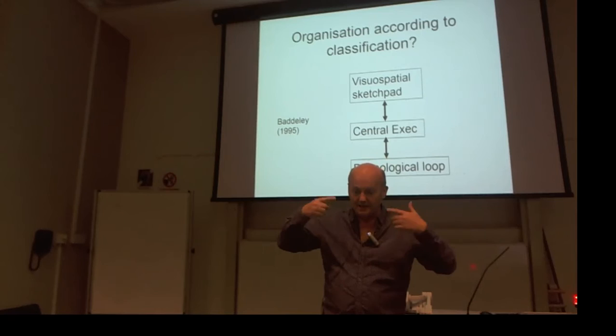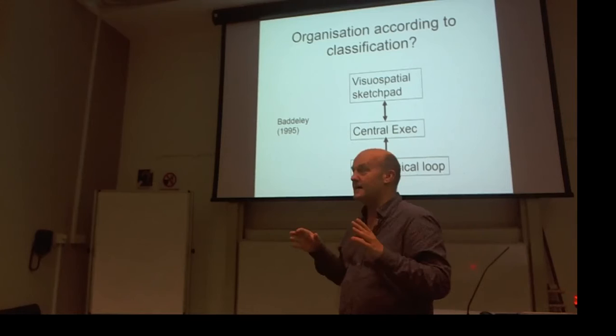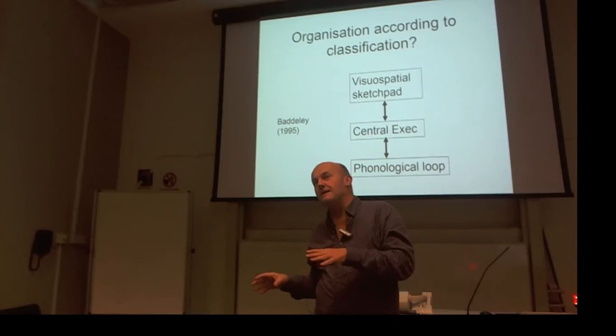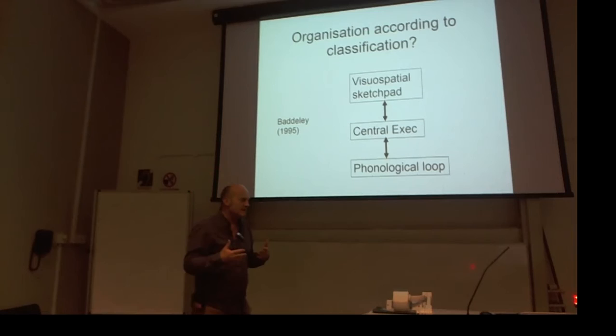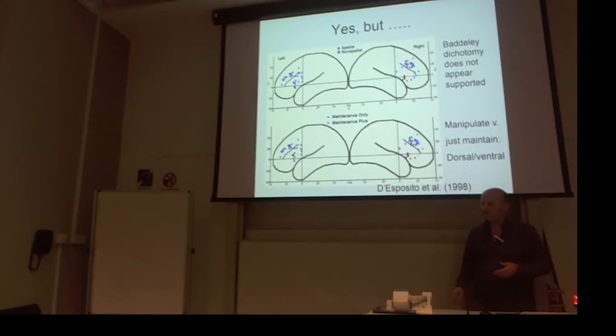And who is in charge of those things? Well, the central executive. The central executive decides what is going on the visual spatial sketch pad, what is going in the phonological loop. But unfortunately, these box and arrow models that are so beloved of psychology don't really match up very well to brain function. Some of them anyway, and unfortunately this is one of them.